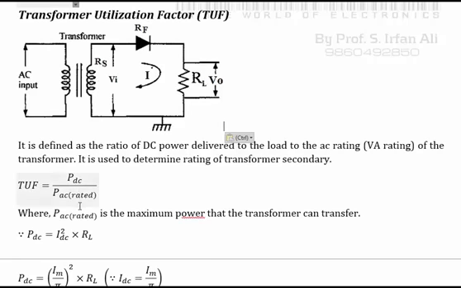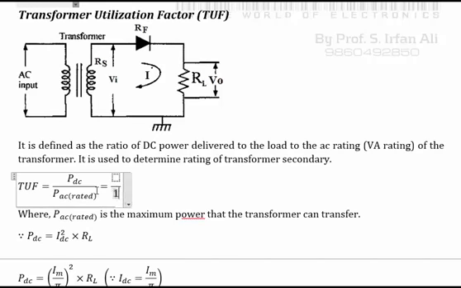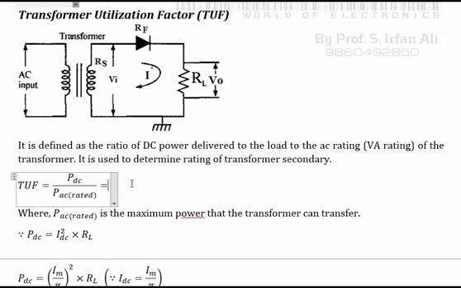Assume the power available at the transformer secondary, PAC rated, is 10 watts, and if you use only 5 watts, then TUF will become 1 by 2, that is 0.5. If the power consumption of the load is 5 watts, and the power available at the secondary of the transformer is 10 watts, then the utilization becomes half, 0.5. This is just an example to make you understand that the available power is one thing and the power used is another.